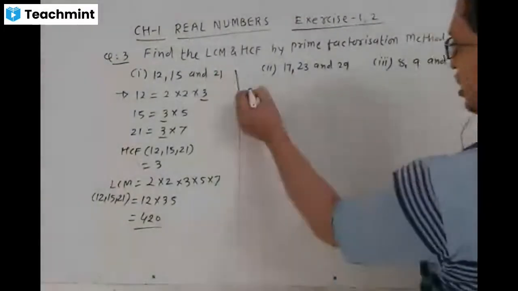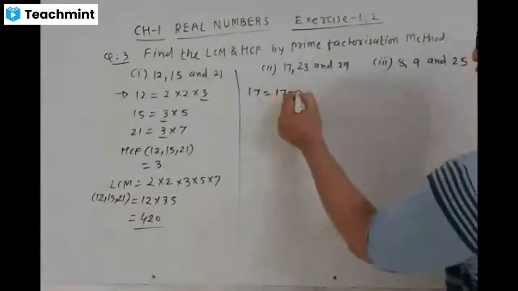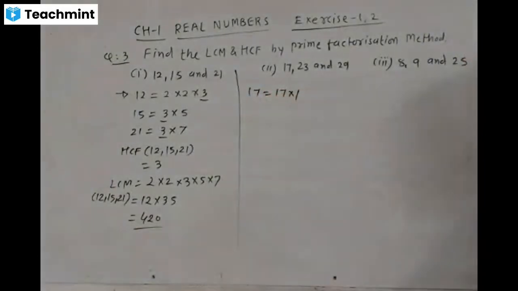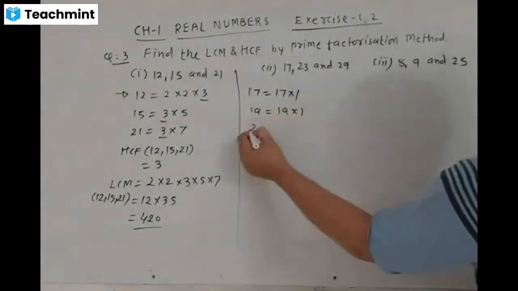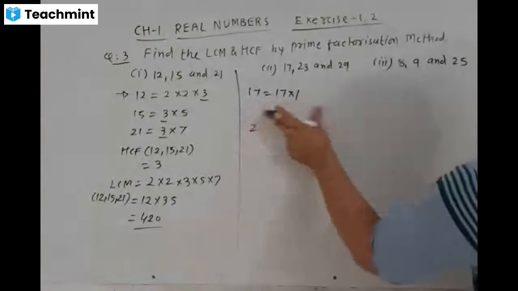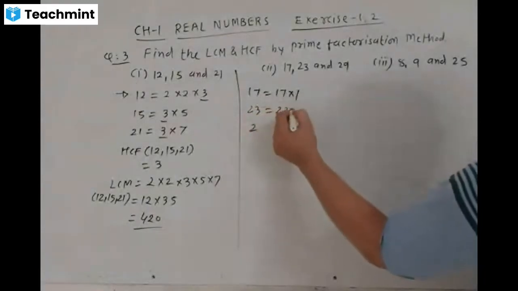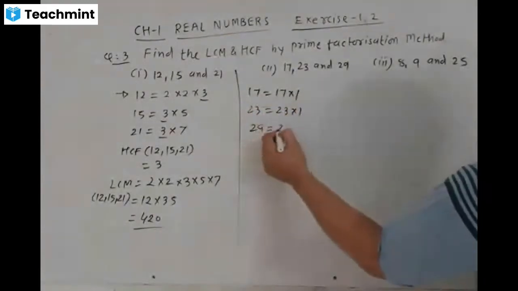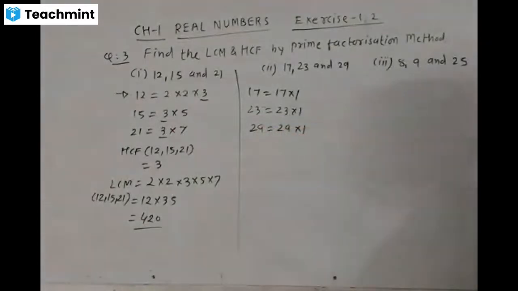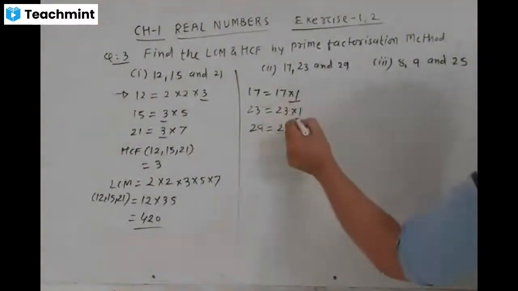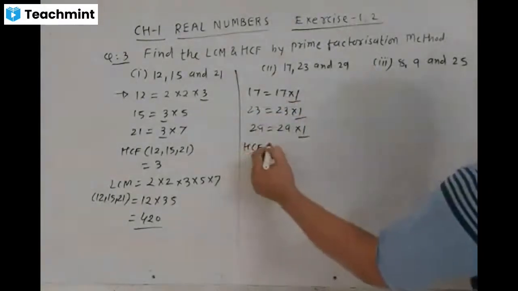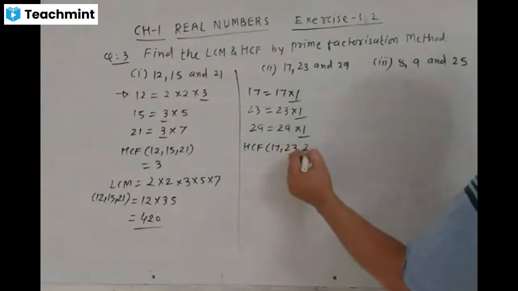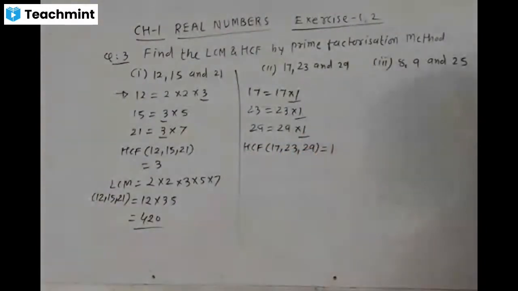Prime factor of 17 is 17 into 1. Prime factor of 19 is 19 into 1. And prime factor of 23 is 23 into 1. And prime factor of 29 is 29 into 1. Which is the common factor in all terms? That is equal to 1. Therefore, HCF of 17, 23 and 29 is only 1. There is no common factor other than 1.